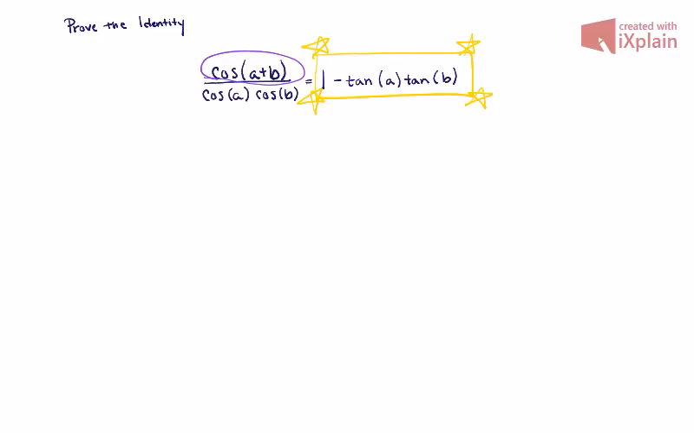So what I'm going to go ahead and do first is I'm going to rewrite that cosine of a plus b. I know that from my identity it is going to be the cosine of a times the cosine of b minus the sine of a times the sine of b. Okay? And that's still going to be all over my cosine of a times my cosine of b.